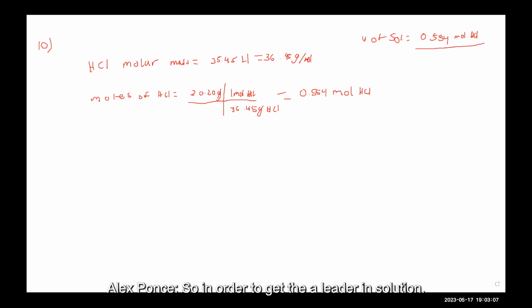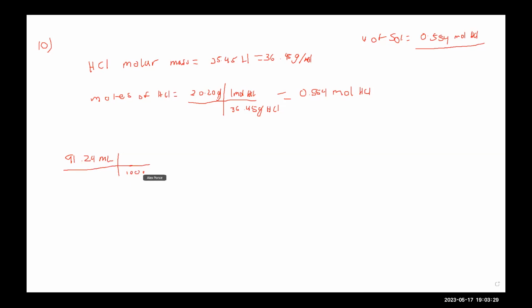So in order to get the liter in solution, we take the 91.24 mLs and then 1000 mLs cancels that out, and that's 1 liter. So then this cancels out, and that gives us 0.0912 liters, and then that gets plugged up here, 0.0912 liters, and that produces, I got 6.075 molarity, and that is the answer for A.